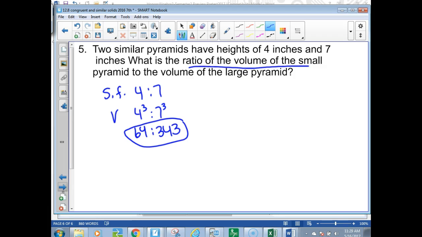I know there's a question just like that on the final. It's not that hard.